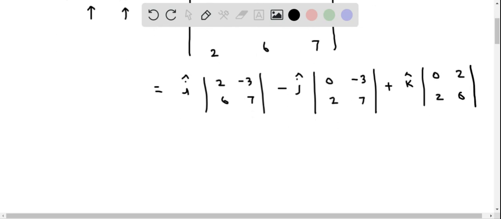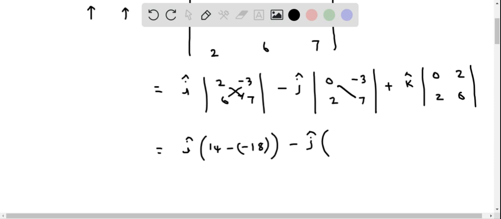Let's simplify this. So this equals i vector times 2 times 7 is 14, minus the product of the other diagonal, 6 times negative 3 is negative 18. We then put this j unit vector and evaluate this 2 by 2 determinant: the product of this diagonal is 0 times 7 is 0, minus 2 times negative 3 is negative 6. We then put k unit vector times 0 times 6 is 0, minus 2 times 2 is 4.